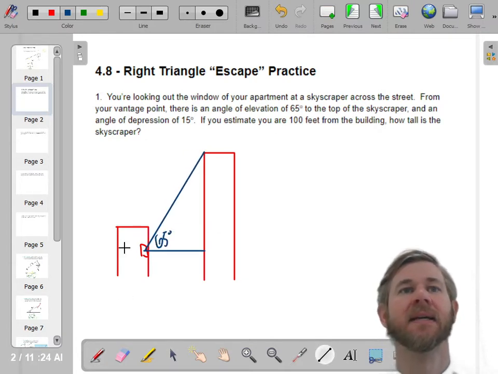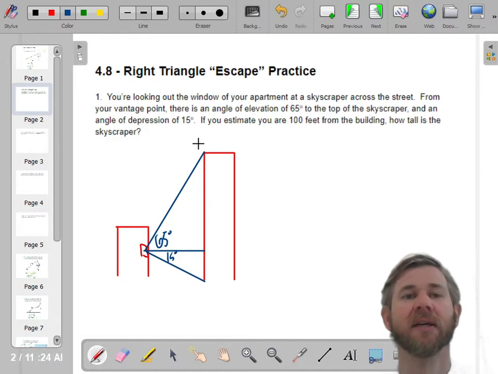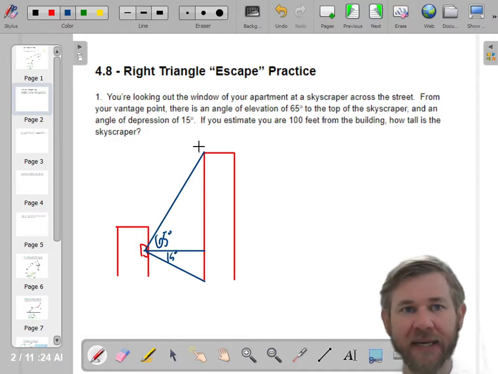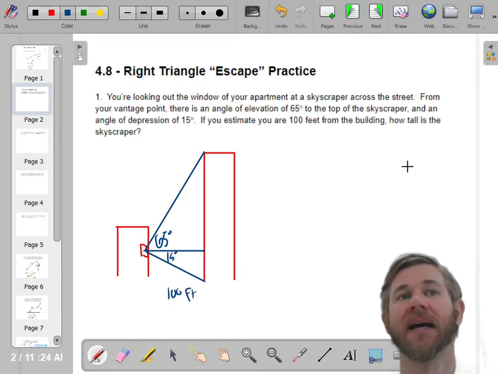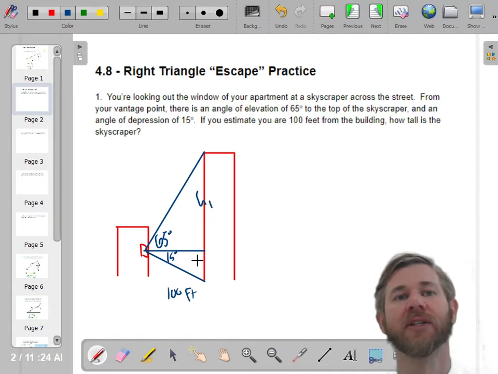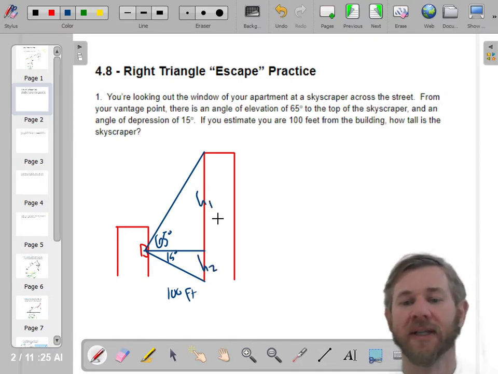And then it says angle of depression of 15 degrees. So this is 15 degrees. Getting the picture is definitely going to be the hard part. Now, the distance between the buildings is 100 feet, so we know this distance. And what we need to do is try and figure out the height of the building. So let's do what we did before, h1, h2. I know that if I add those together, I'll get the height of the skyscraper.